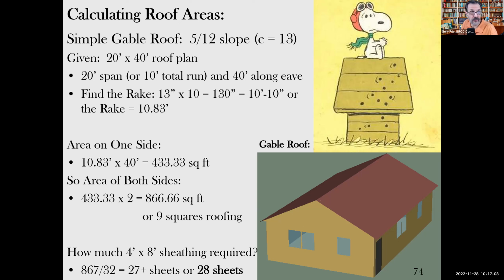So in this picture that you see up on this page, I've got Snoopy on his Sopwith Camel, his doghouse, and it's a traditional gable roof. You remember back in chapter 5, we were dealing with various kinds of roofs. This is a simple gable roof like the one you see down at the bottom in the picture.